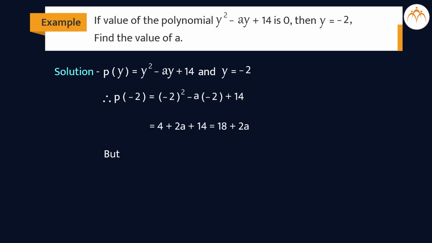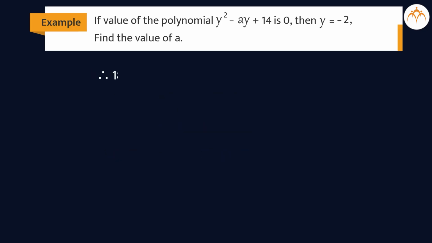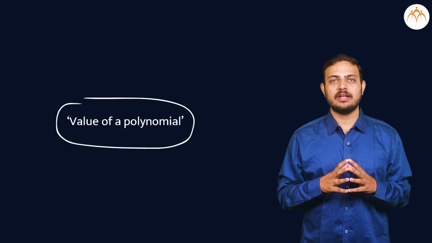But it is given that p of minus 2 is equal to 0. Therefore, 18 plus 2a equal to 0. 2a equal to minus 18. Therefore, a is equal to minus 18 upon 2. Therefore, a is equal to minus 9. Now, you must have well understood the concept of the value of a polynomial.